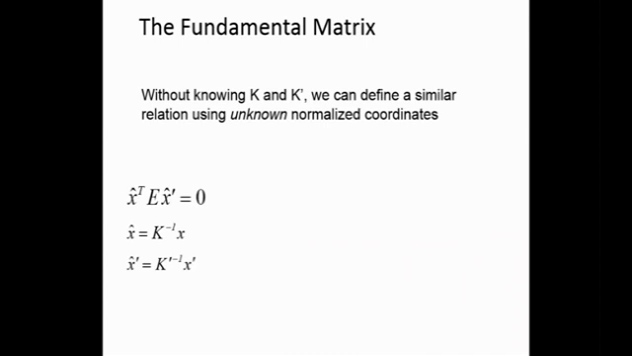But first, what if I don't know K and K prime? If I don't know K and K prime, the intrinsic matrices, then I have a very similar relationship, but I've just got what's called the fundamental matrix, which has more parameters. I just have x equals K x hat and x prime equals K prime x hat prime. If I then substitute into my expression for the essential matrix, I get x transpose F x prime equals 0, where F is K inverse transpose E K prime inverse. It's just a simple substitution of K inverse x and K prime inverse x prime. This is called the fundamental matrix.